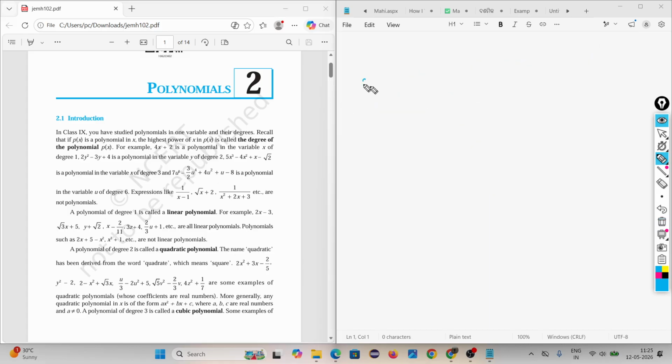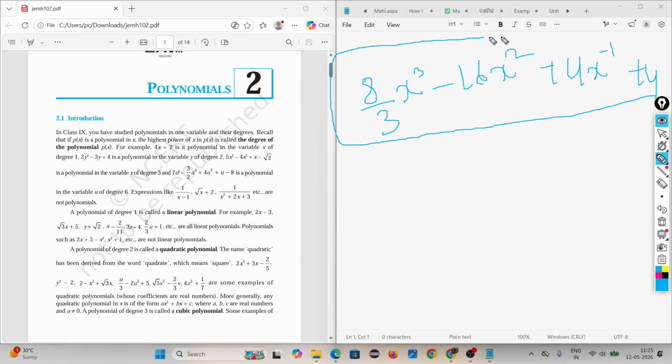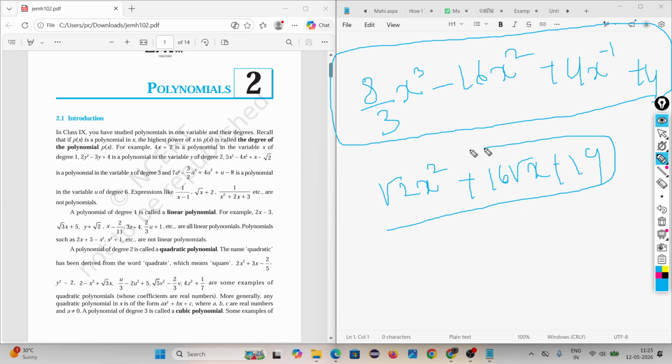Then I am writing one example carefully. Look. 8 by 3 x cube minus 16 x square plus 4x raised to the power minus 1 plus 4. Is this an algebraic expression? It's an expression. Root 2 x square plus 16 root x plus 19. It is an algebraic expression.